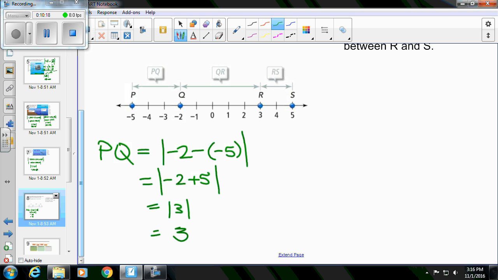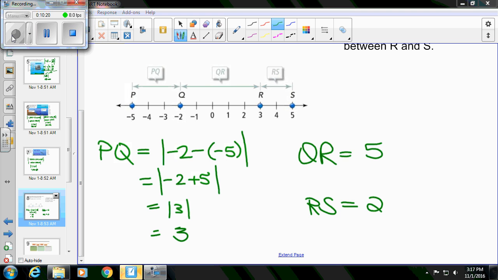Try the other two for me, please. I got QR to be a distance of 5 and RS to be a distance of 2. Seeing as how we have a number line, we can always count these to double check. 1, 2, 3, 4, 5. And for RS, 1, 2. So we're in good shape.